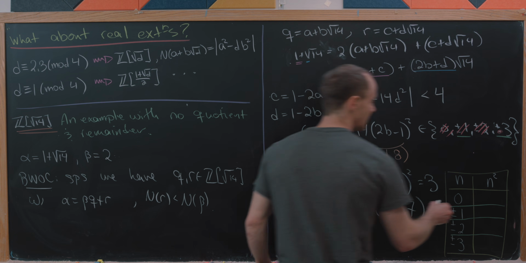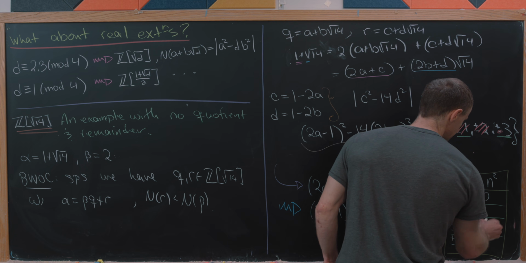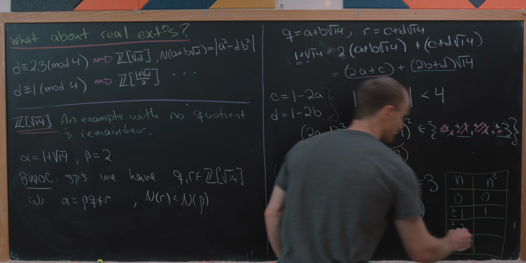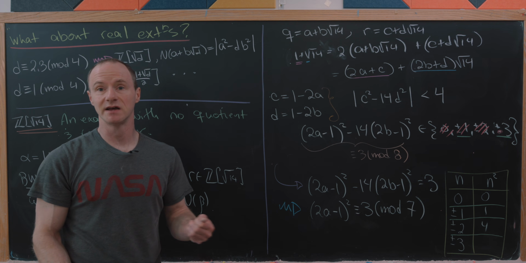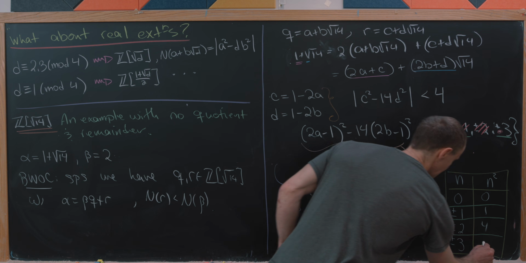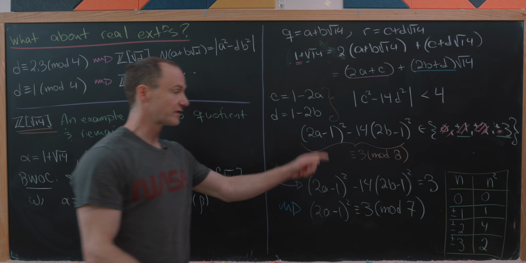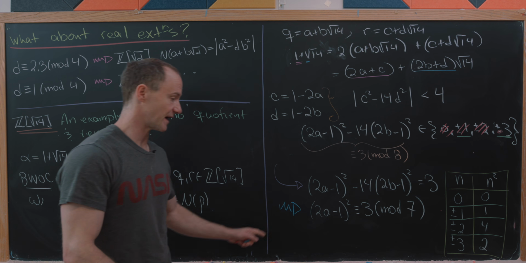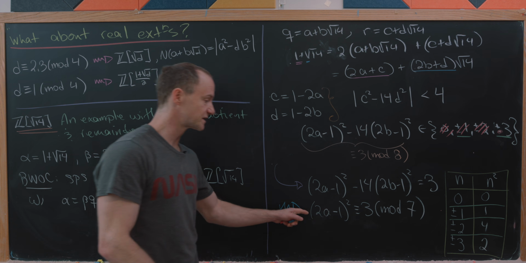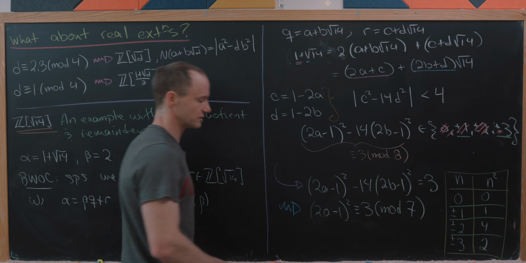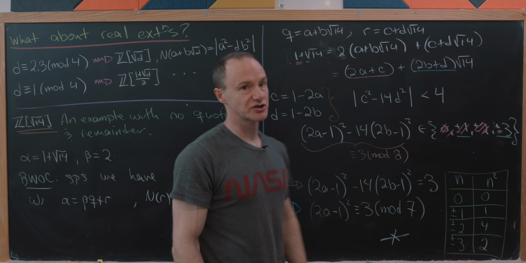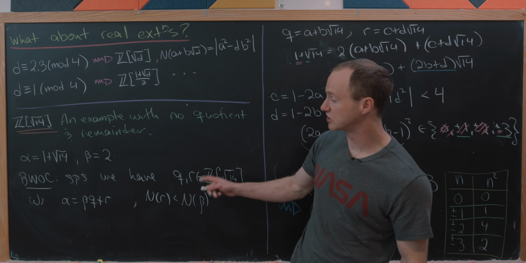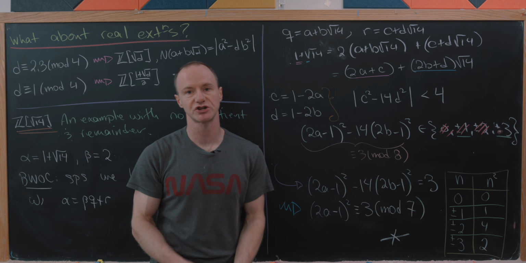So let's see. If we square 0, we get 0. Square plus minus 1, we get 1. Square plus minus 2, we get 4. Square plus minus 3, we get 9. 9 is 2 mod 7. So 3 is not in that list over there, meaning there is no solution to this last congruence. And so that brings us to a contradiction, contradicting our ability to choose an appropriate quotient and remainder.